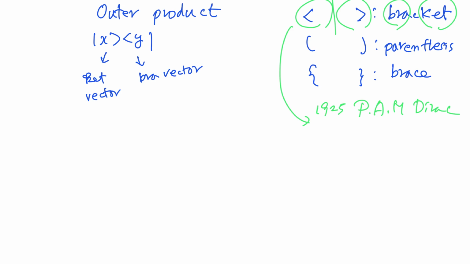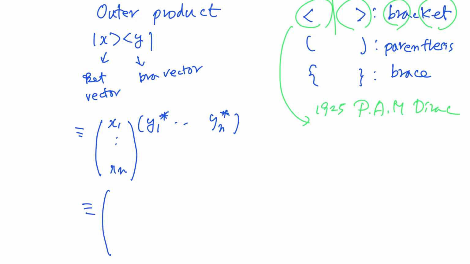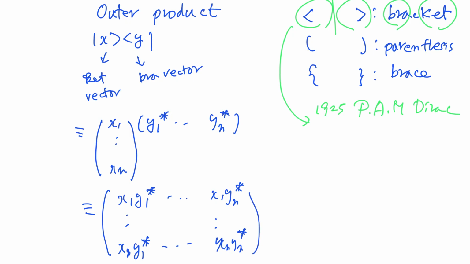So anyway, x1, xn, y1 complex conjugate, yn complex conjugate. This gives x1 y1 complex conjugate, x1 yn complex conjugate, down to xn y1 complex conjugate, xn yn complex conjugate. So this is an n by n matrix.